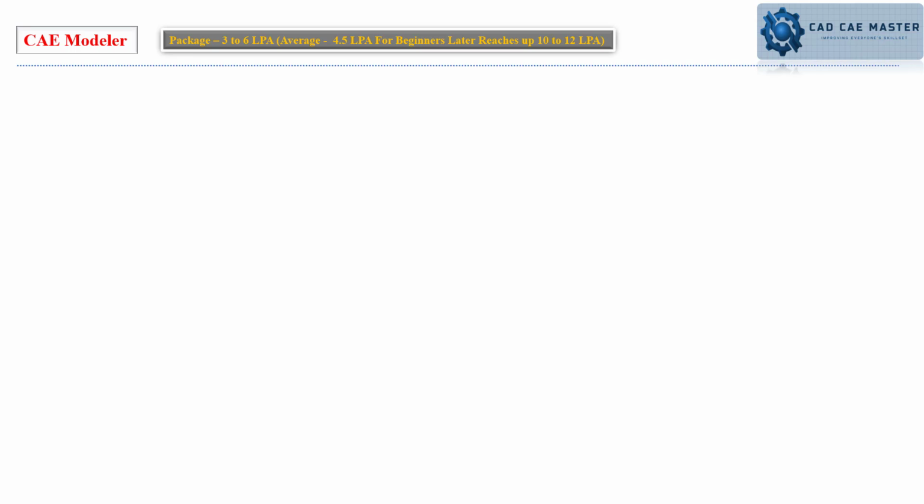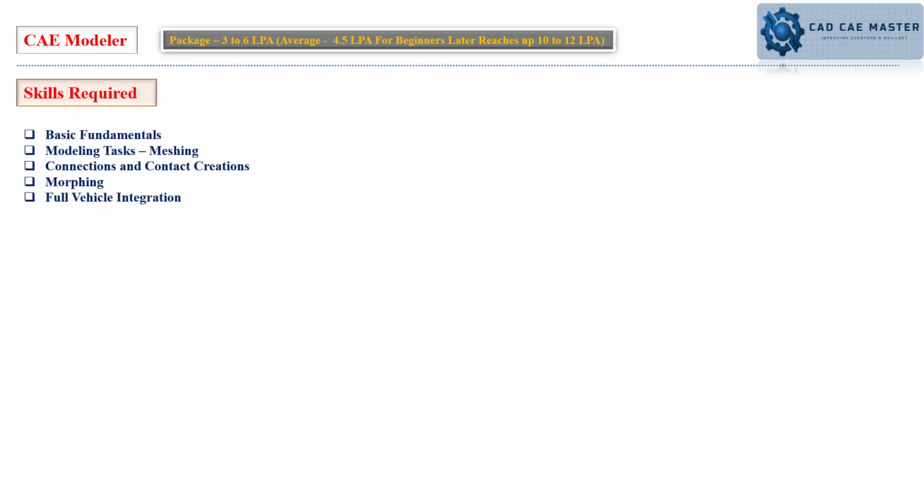So here I would like to take you through each and every detail of the particular job role and what skill set is needed. When it comes to CAE modeler, as I told, the initial package lies between 3 to 6 LPA. For beginners it is 4.5, and you can even reach up to 10 to 12 LPA after 4-5 years of experience as a CAE modeler. Remember that.